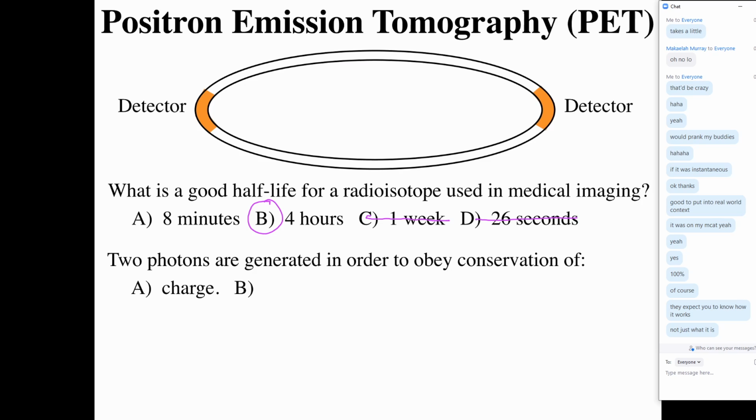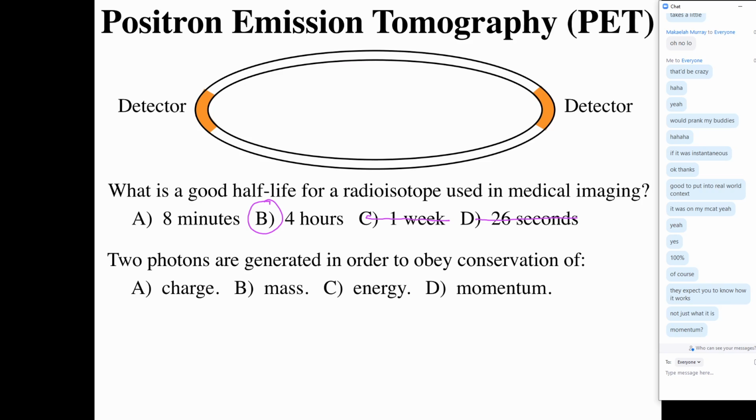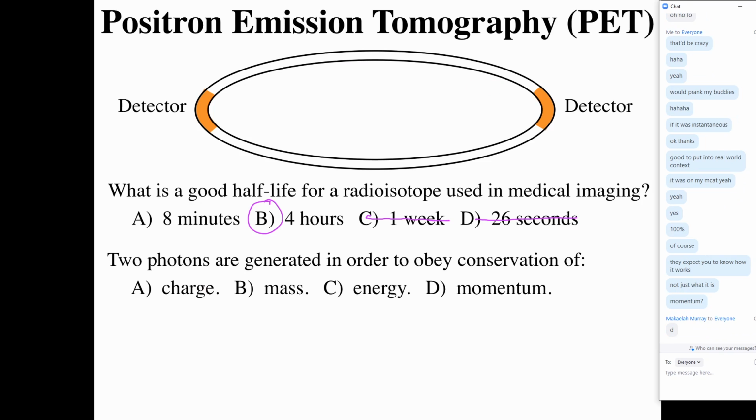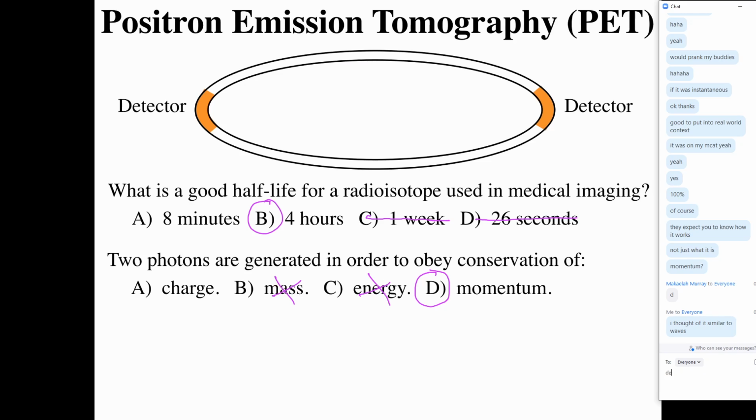So time to mess with you some more. Why are 2 photons generated? Concentration, charge, mass, energy, or momentum? Momentum. If one goes up, the other one goes down. Notice they're going in opposite directions. One detector here, one detector there. Not concentration, it's momentum. Energy and mass are not conserved. Matter, M, is being converted into light.